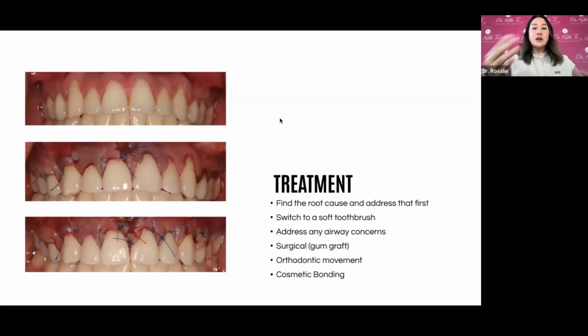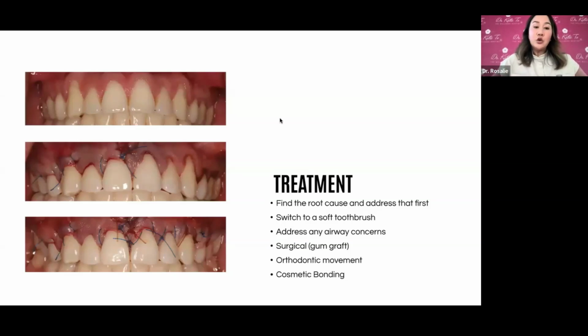Now, after I address all of these other concerns, and they're like, yeah, I used to brush with a hard toothbrush, but now I am brushing with a soft toothbrush. Or, yeah, I did ortho, now I have this one tooth that is long or whatever. Then that's whenever, if we can find the root cause, that's whenever it comes to me. Surgery.